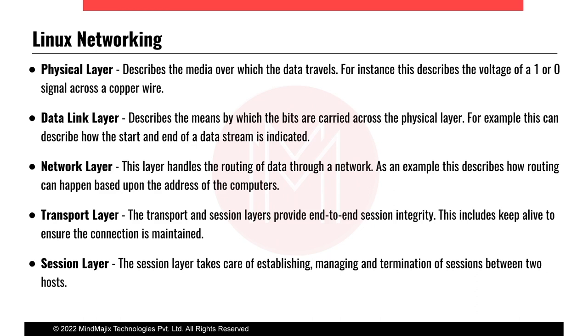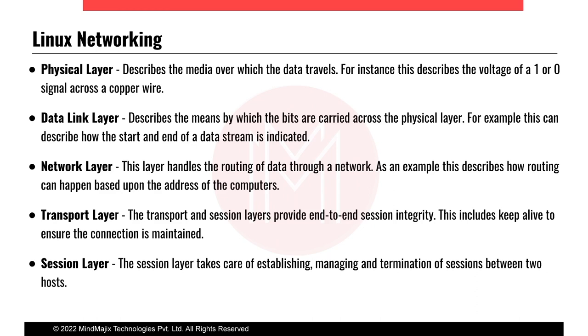Switches will mostly work on the MAC address basis, like what the destination and source MAC addresses are. Those things are added, and those protocols work in symbolic representation in the data link layer. It describes the means by which the bits are carried across the physical layer. Whatever things are carried out in the physical layer are included in the data link layer, for example, how the start and end of the data stream are indicated. The data stream will mostly include the MAC address only.